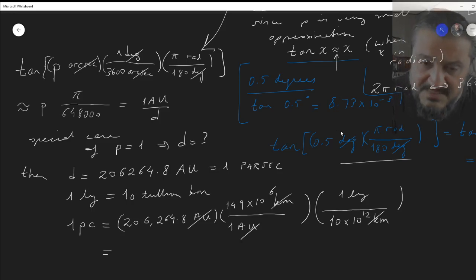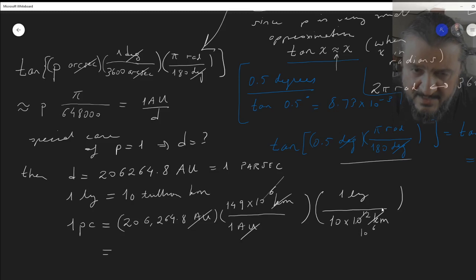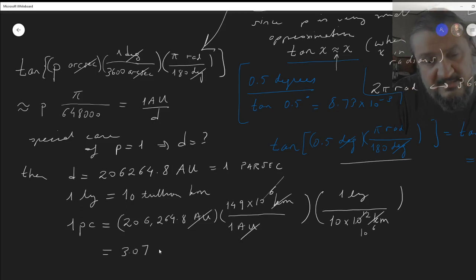Now, you can also simplify this. This cancels that, which makes 10 to the 6. So 149 divided by 10 times 10 to the power 6. Okay. So 3.07 light years. Okay. I just want to confirm this number because I can't remember the exact.